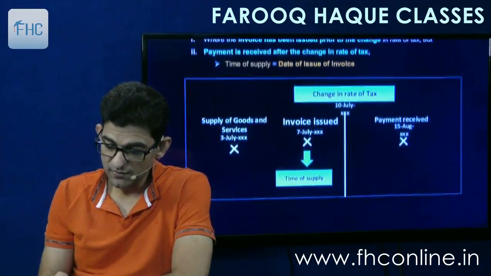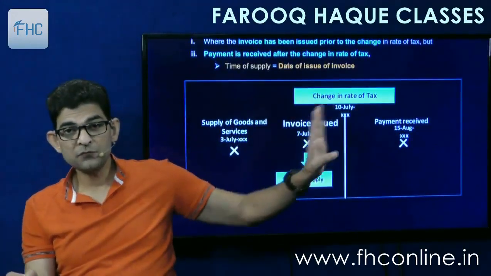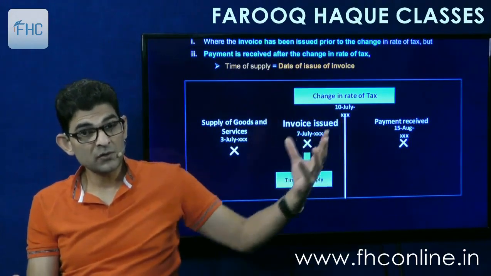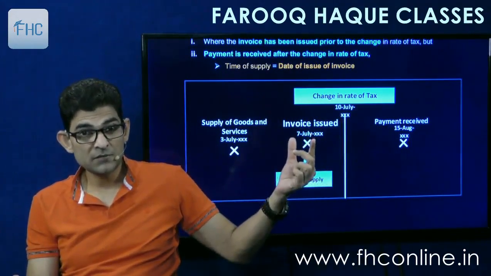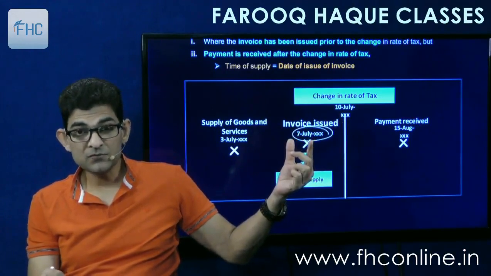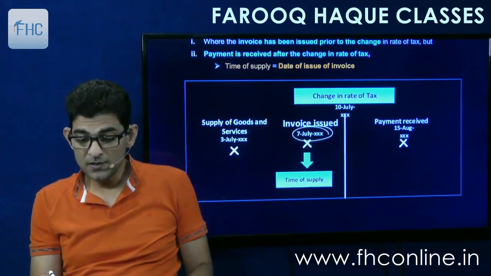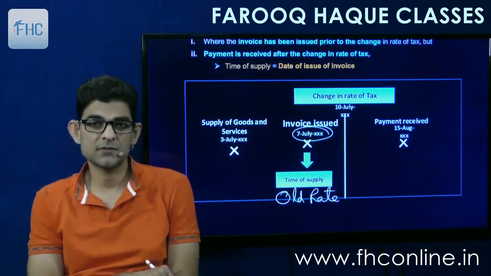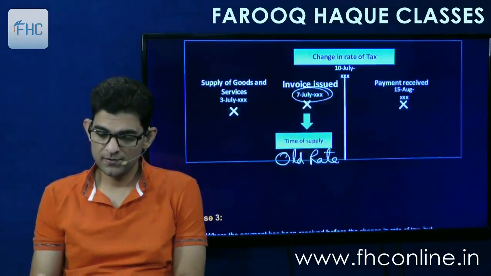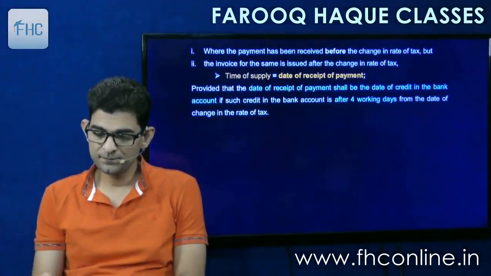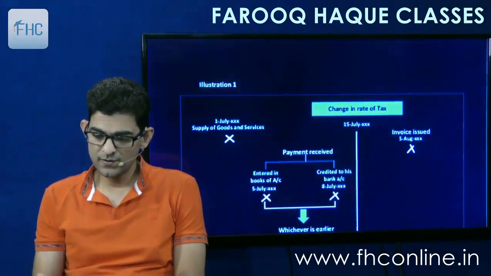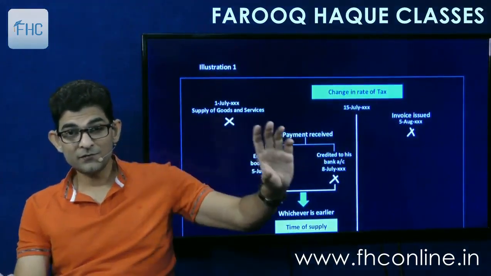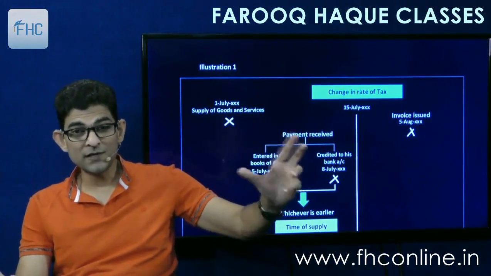New rate will be applicable. Then case 2 is there where invoice is before, payment is after. So one is before, one is after. If one is before, one is after, you will take whichever is earlier. So time of supply will be 7 July. And if time of supply is 7 July, the rate will be the old rate of tax. And in case 3, here again, as you can see, we'll take into consideration that 4 working days concept.